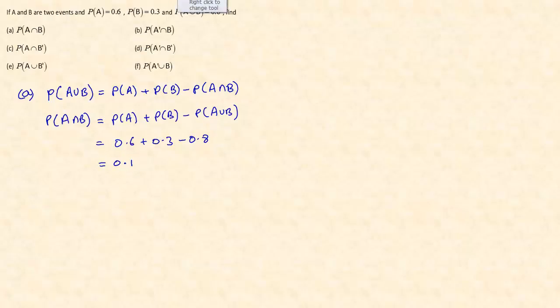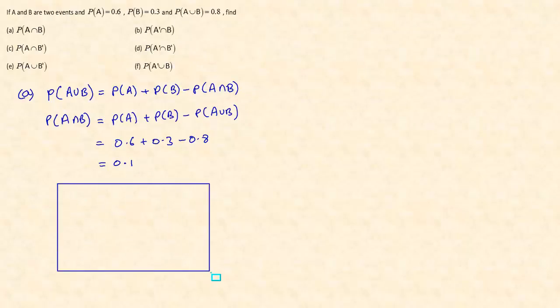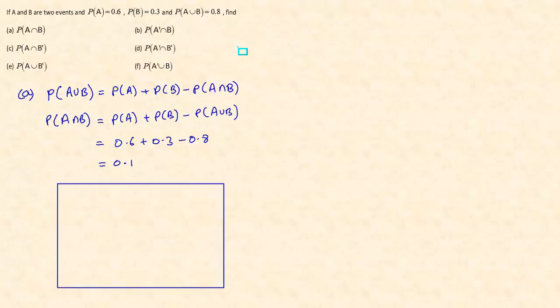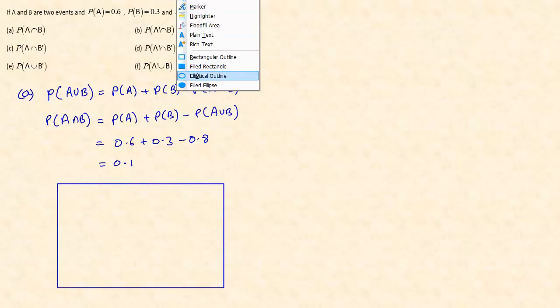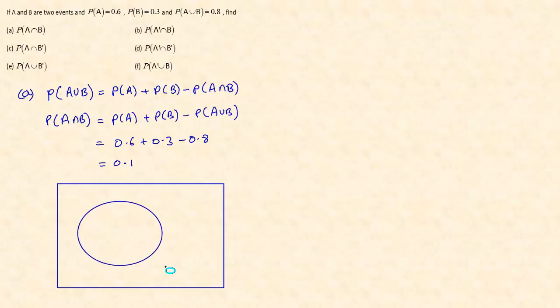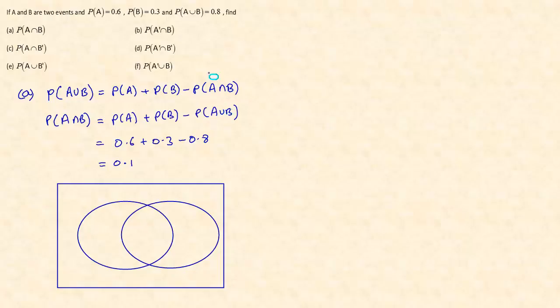And from that information, we can draw a Venn diagram. So here's our bounding rectangle, and then we'll have event A here and event B here. So this is A, this is B. We've just worked out that this is 0.1.